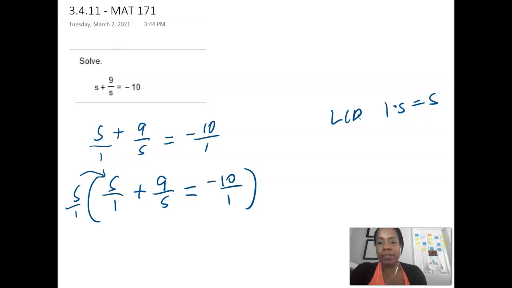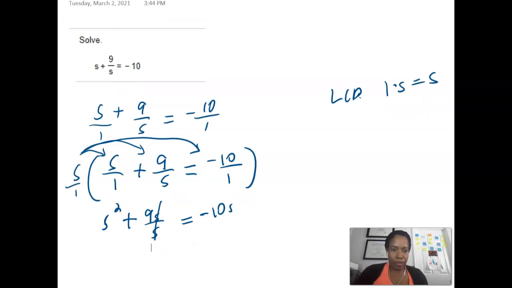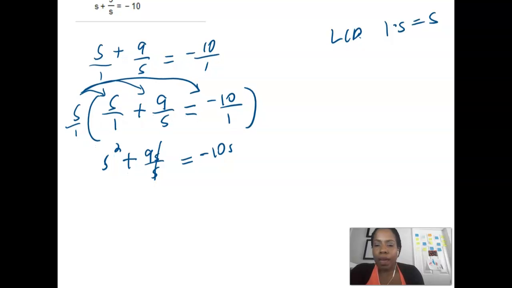So s times s is s squared over 1, so I'm not going to write it. s times 9 is 9s over s. And s times negative 10 is negative 10s. And so what happens here is that these s's cancel, and we are left with s squared plus 9 equals negative 10s.